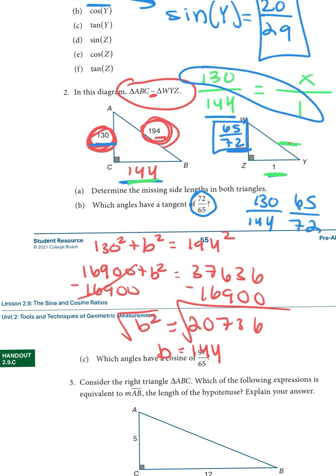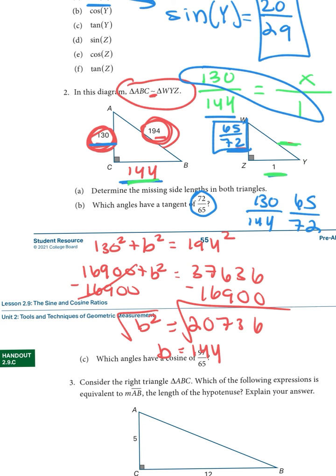I can use any proportion, it doesn't matter, but I kind of want to stay away from that fraction. So I'm going to be using 194 over 144. I can use this and this, because I'm missing this one and I know what this is, because I don't want to deal with this fraction. So that's just what I'm going to do. If you want to deal with it, that's fine. You'll still get the same answer as me.